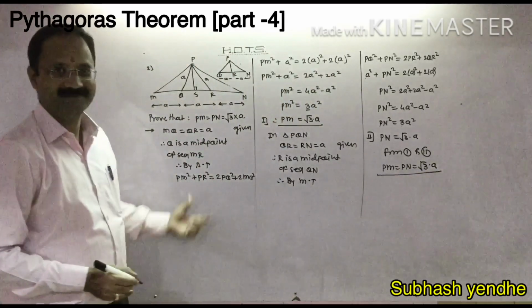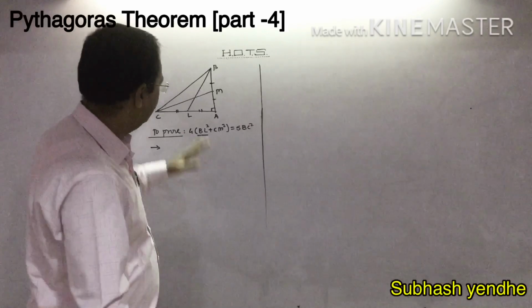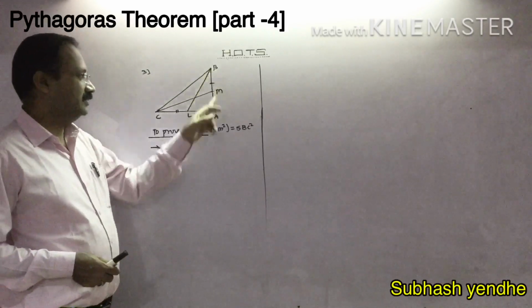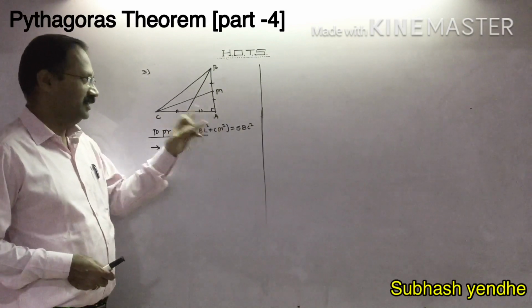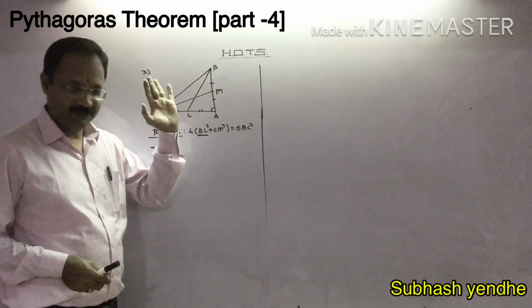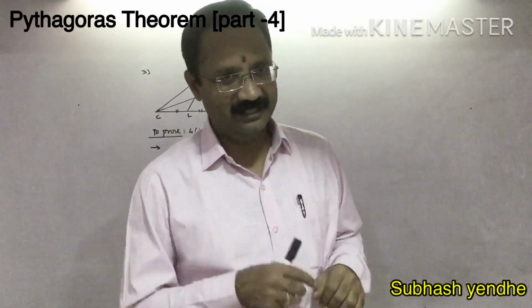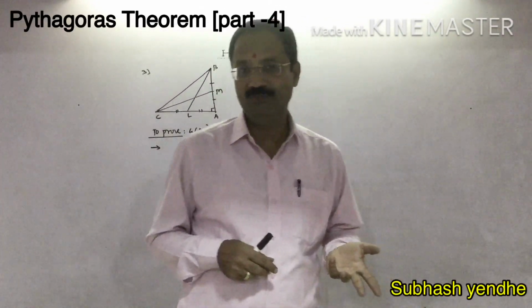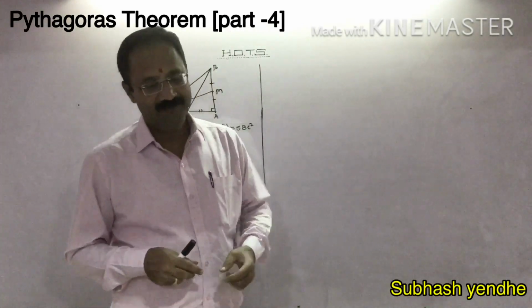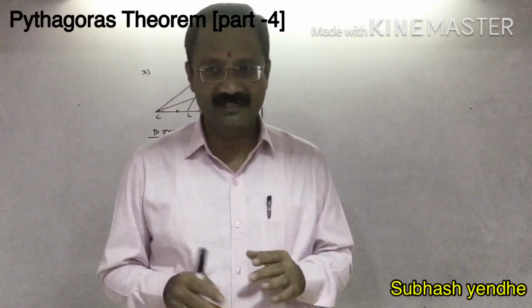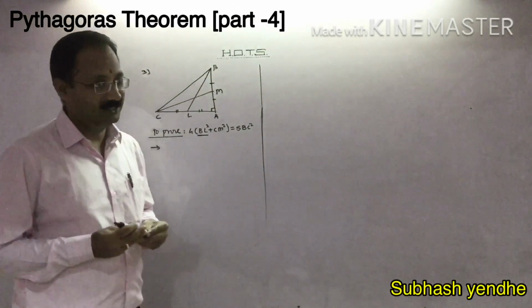Hello students, let's start sum number 3. Observe the figure. In triangle BAC, this is 90, and L and M are the midpoints. Again there is a confusion: these are the midpoints and a right angle triangle is there. So which theorem do we have to use, Pythagoras or Apollonius? But I told you that if both theorems come in the same triangle, then always use Pythagoras first.